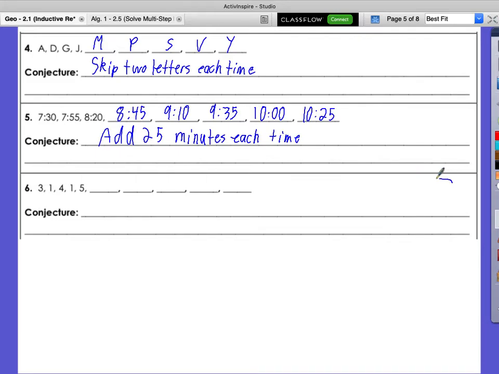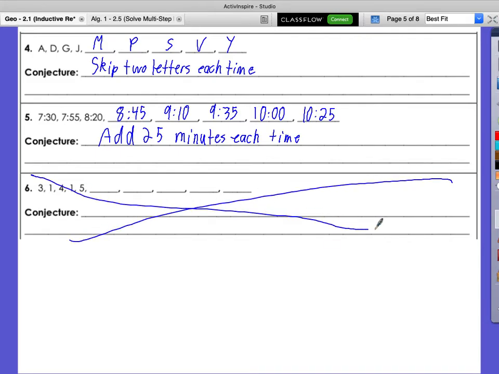Okay. And we're actually going to skip number 6. I don't think there's a good pattern. We're skipping it. I like that pattern, but there's not a really good way to describe it. I figured it out, just add the 1 in front of the number, so 3 plus 1 equals 4, 4 plus 1 equals 5, 5 plus 1 equals 6.